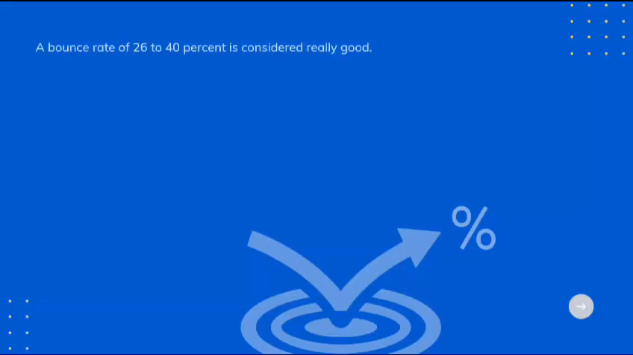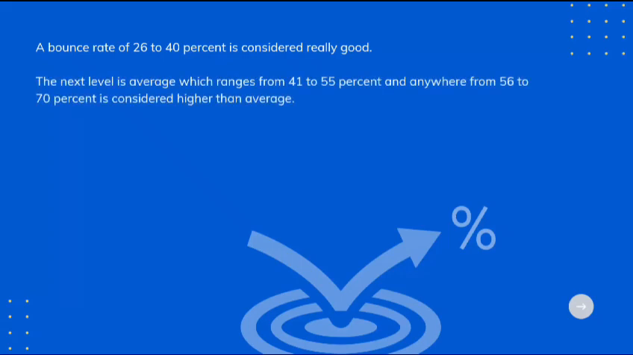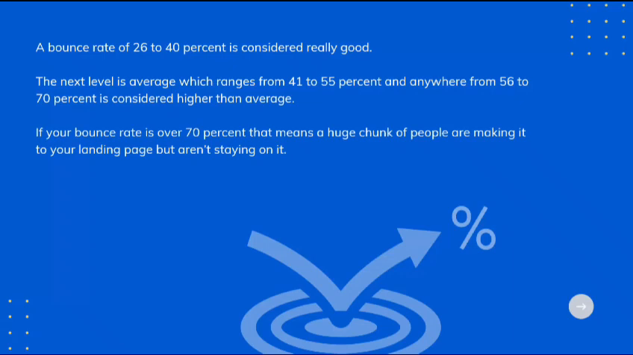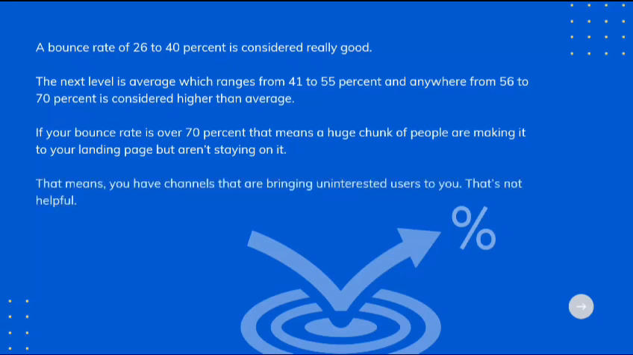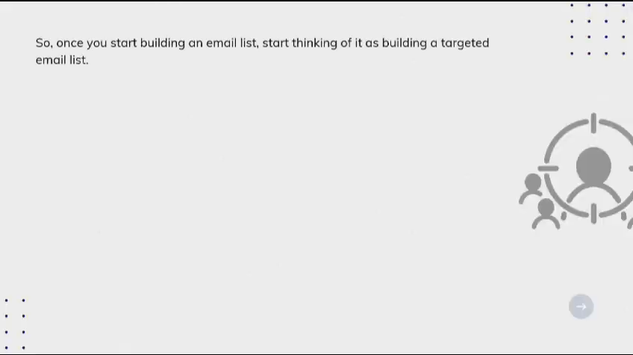A bounce rate of 26 to 40% is considered really good. The next level is average, which ranges from 41 to 55%, and anywhere from 56 to 70% is considered higher than average. If your bounce rate is over 70%, that means a huge chunk of people are making it to your landing page but aren't staying on it. That means you have channels that are bringing uninterested users to you. That's not helpful.